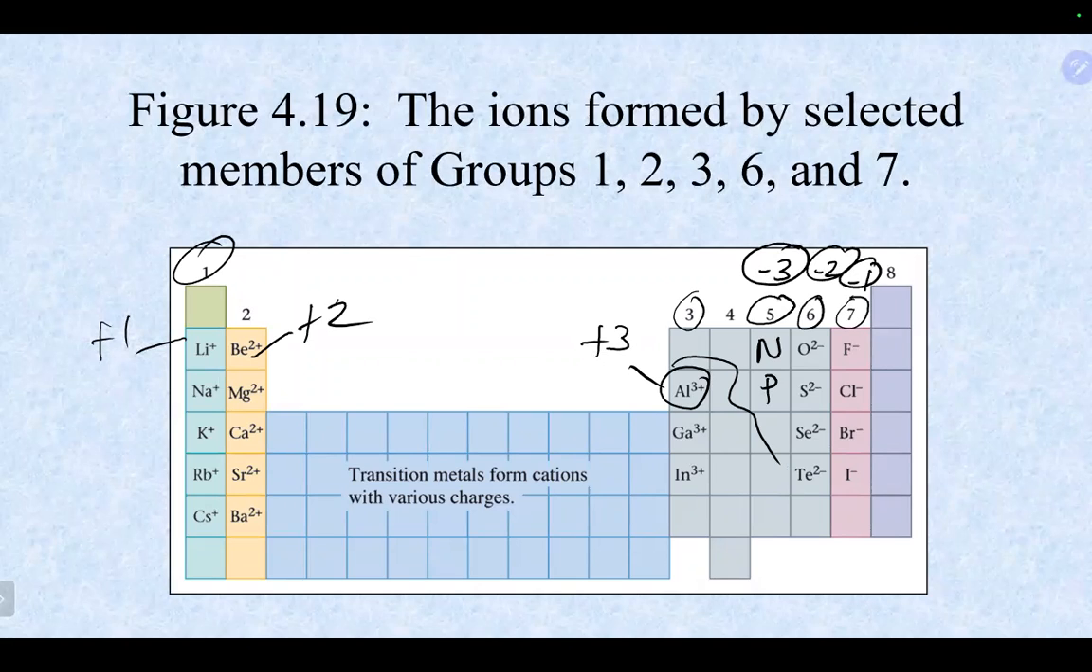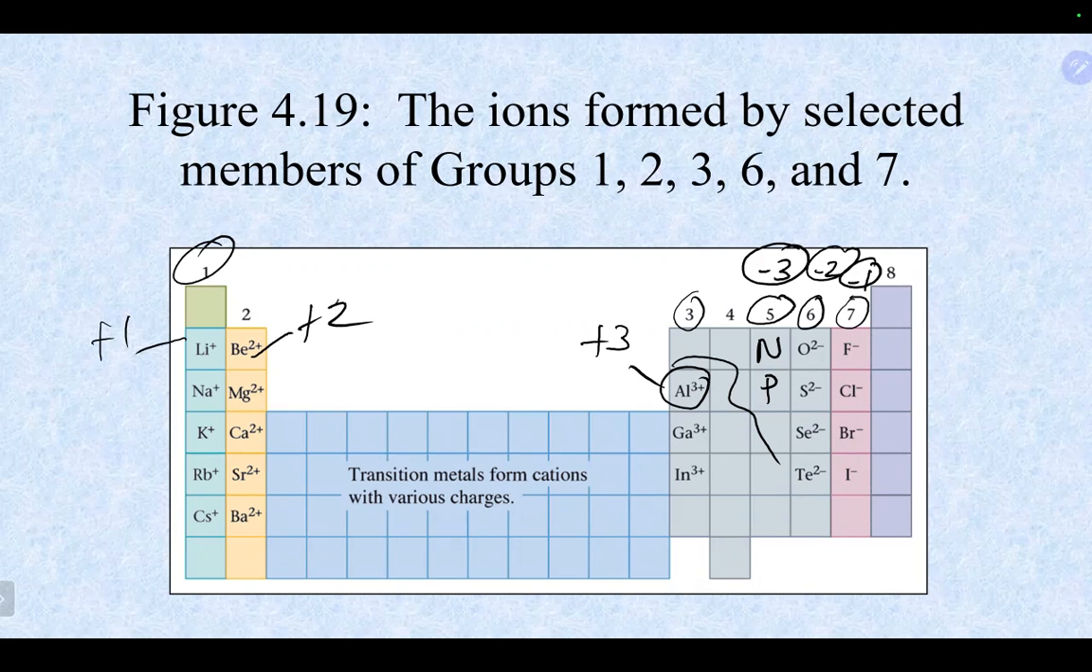So these are guys that have fixed charges no matter what the situation is. If they make a charge, that is the charge that they make, no matter who they're attached to. The transition metals are a little bit different, as I mentioned. They can form variable types of charges.